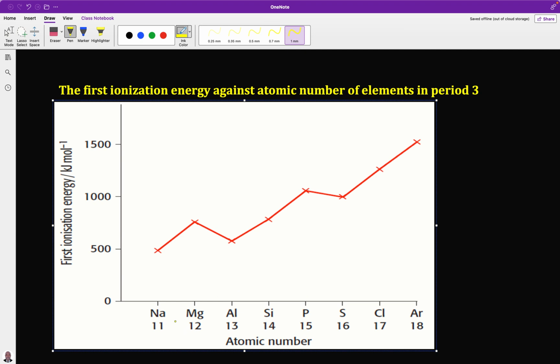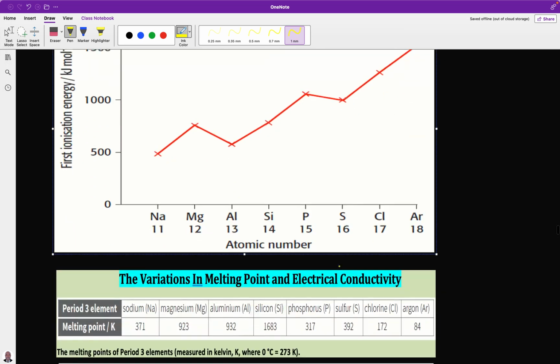You see that, as we have said, there is a general increase across the period, but there are some drops. There is a drop after magnesium. There is a drop after phosphorus. So you need to give reason for this drop. Very, very important. Reason for this drop. Very, very important, which I've already explained to you.